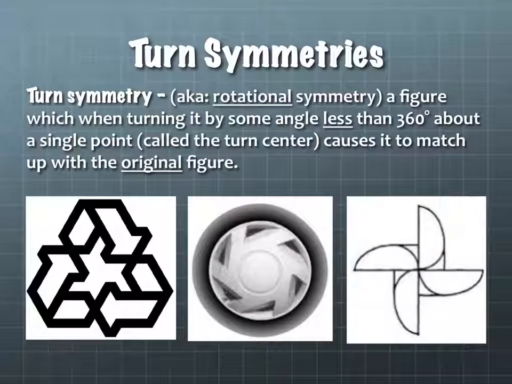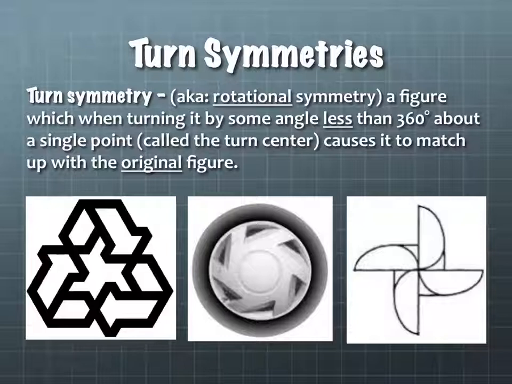Another type of symmetry is called turn symmetry or rotation symmetry. This is a figure where you can rotate it a certain number of degrees and it matches back up with itself. And it has to be less than 360 because you can always rotate a figure 360 degrees, so that becomes an irrelevant fact about everything. So we talk about something having rotational symmetry if it's less than 360 degrees and it matches up on itself. The single point in the middle that you turn around is called the turn center.